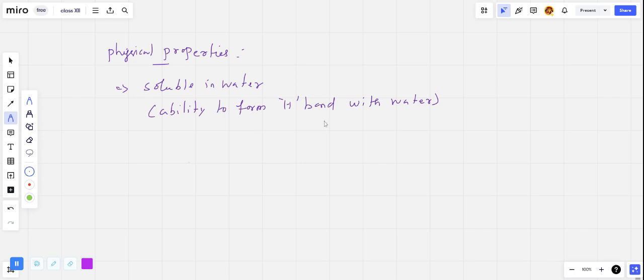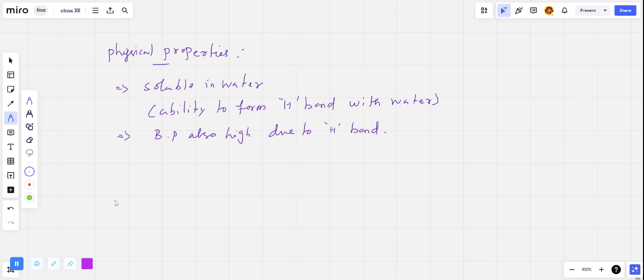Because of the same reason, the ability to form H bond, their boiling points are also greater than those of corresponding compounds of similar molecular mass, except carboxylic acids, whose boiling points are also high due to H bond. So due to H bond, the boiling point is higher.